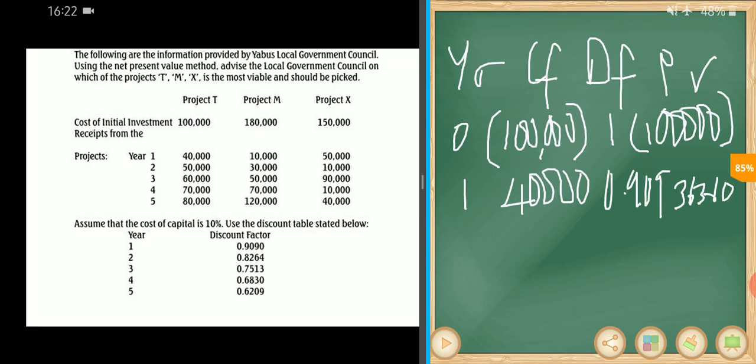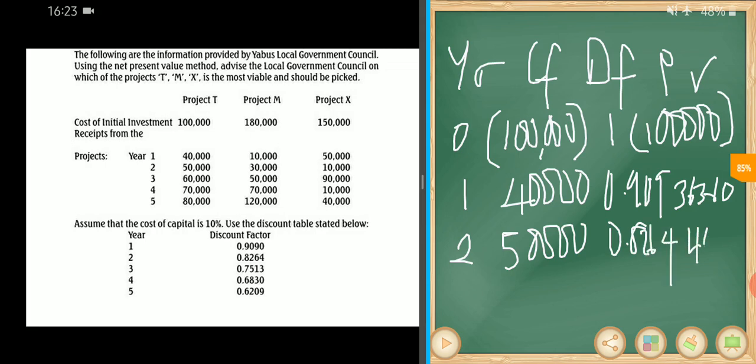Okay, we'll move further. We'll go to year 2. Year 2, we're expecting 50,000. Discount factor is given to us as 0.8264. By the time we multiply that, we are going to have 41,320. We can also see that the value decreased. So you do like that for your year 3, year 4, year 5. Then once you are done, you sum up your PV.